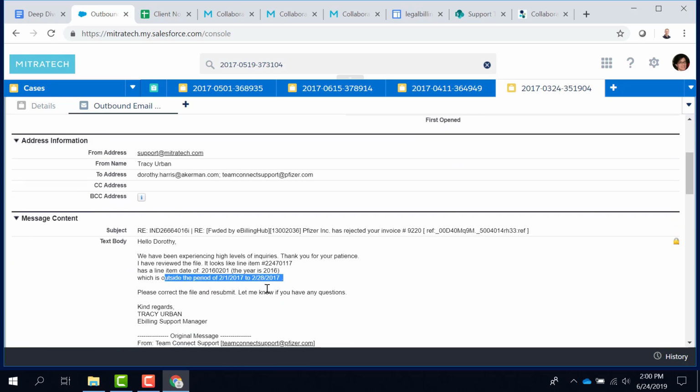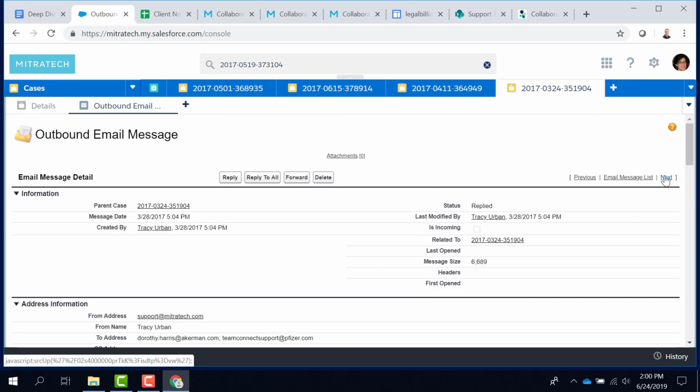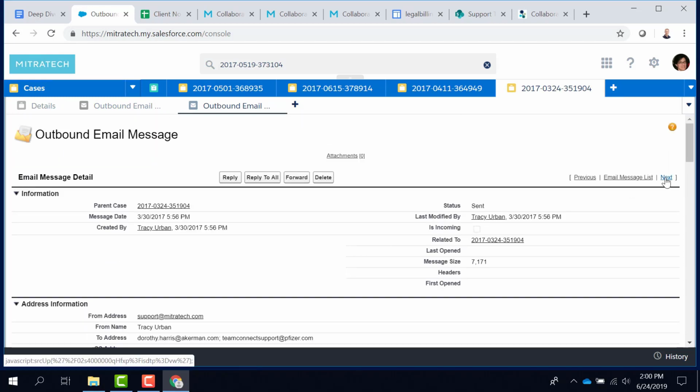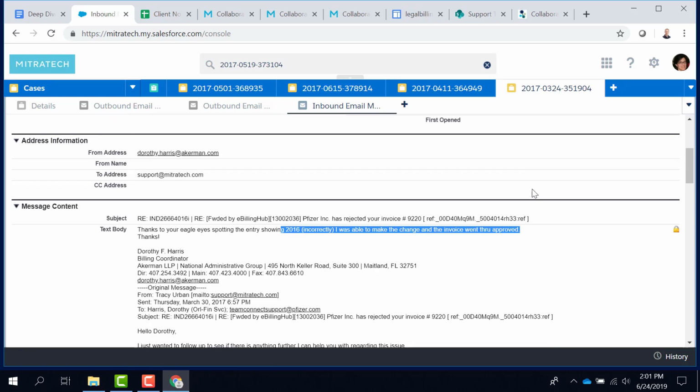Sometimes the expenses are like this. They'll just put the dates of the expenses as like, those were expensed today, and that's not quite how the rule works. So just a little clarification helps. Then a follow-up email, and then she said, I was able to make the change and the invoice went through approved. Thanks.